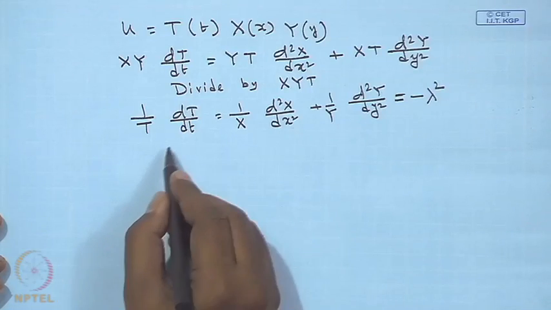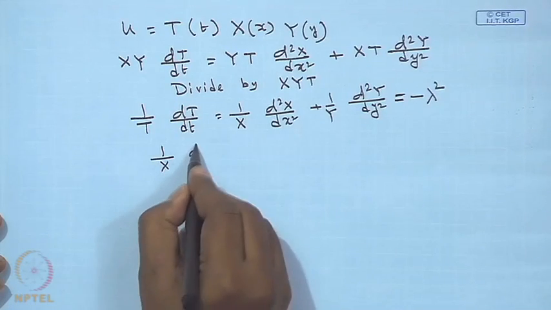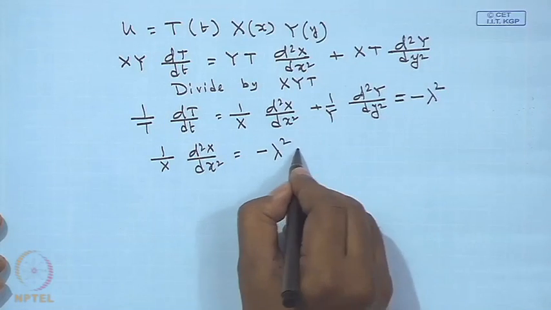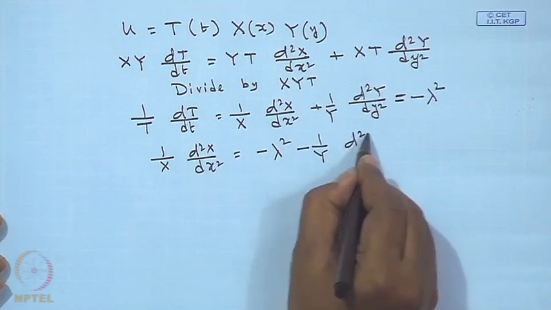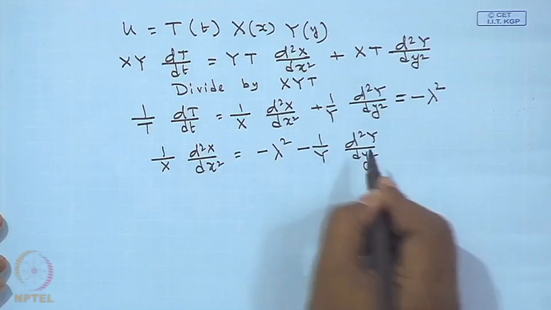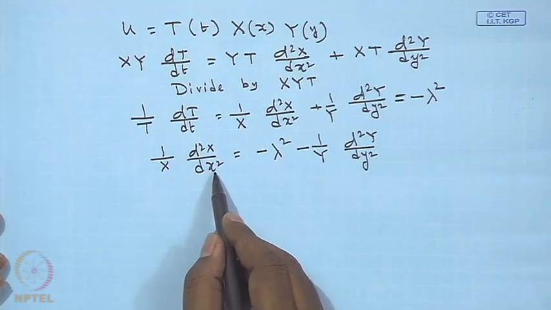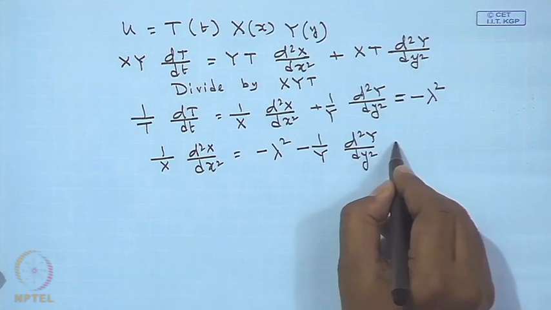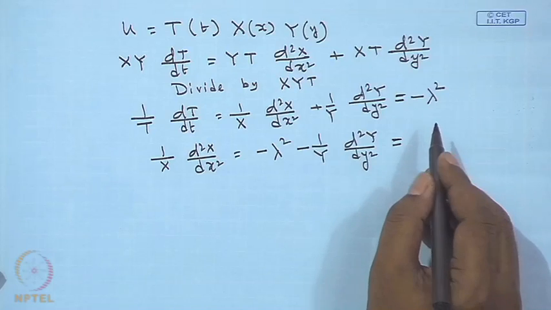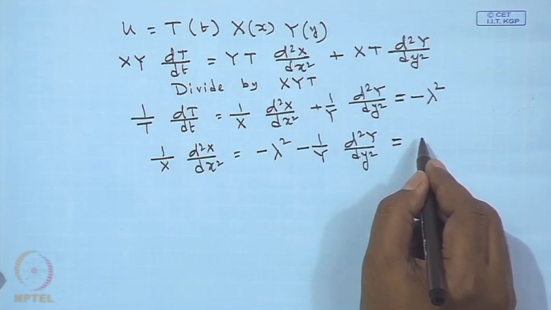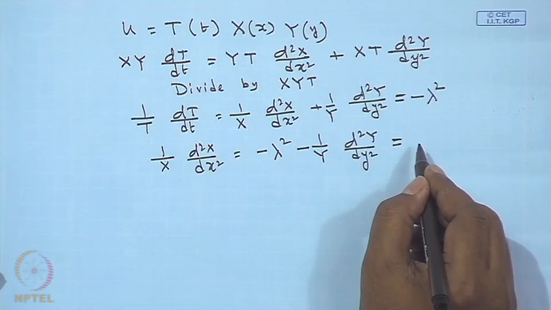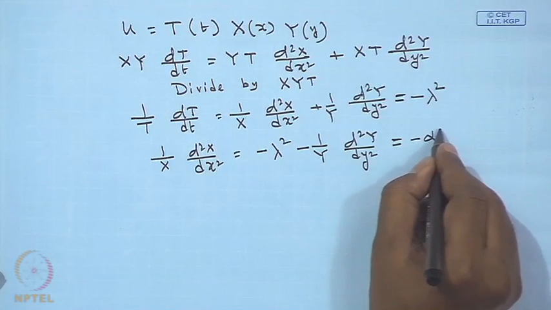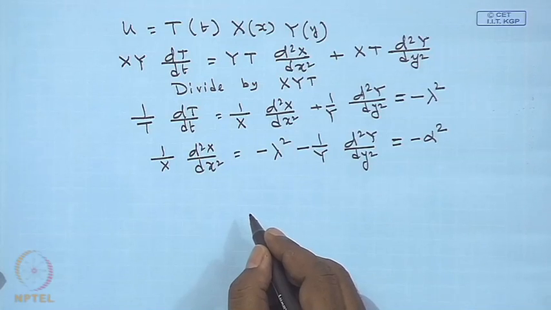decompose the spatial part. 1 over X d²X/dx² is equal to minus lambda square minus 1 over Y d²Y/dy². Okay. So, again the left hand side is completely a function of x, the right hand side is entirely a function of y, so they will be equal to some constant. Again, if this constant is 0 or positive, we will be landing up with a trivial solution. So, this constant must be a negative constant, that will be minus alpha square.